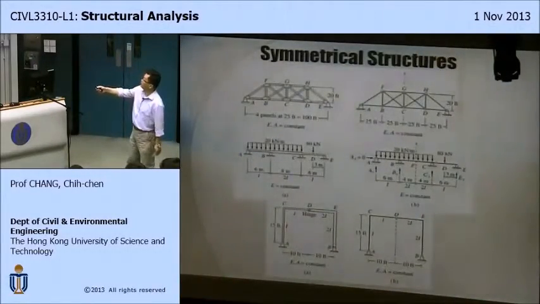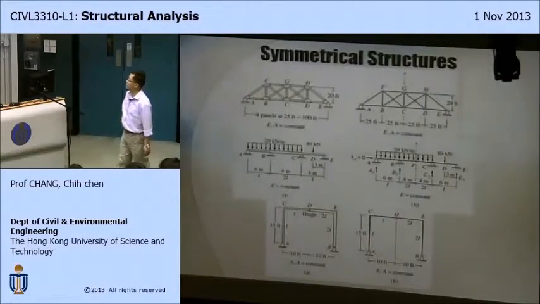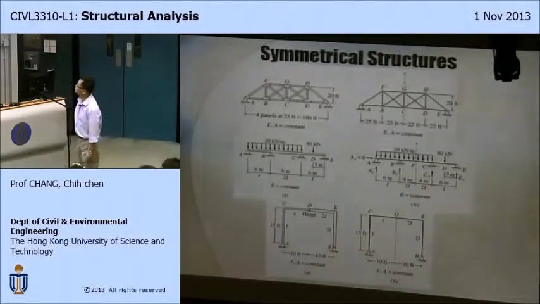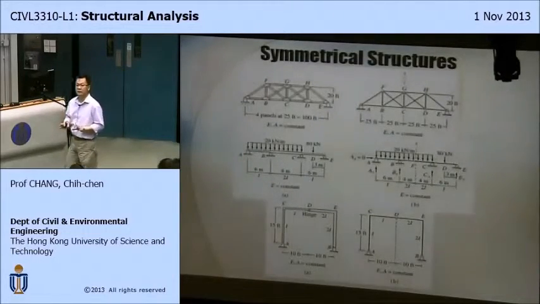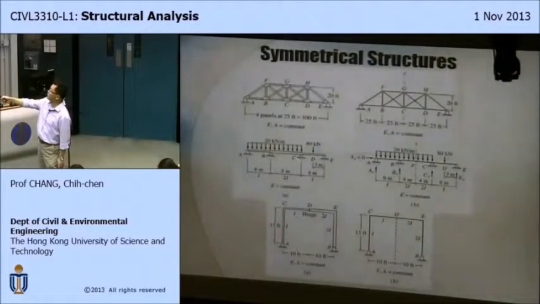Okay, this is an indeterminate structure now. This is also a symmetrical structure. Now we are talking about the structure only. We're not talking about loading yet, so don't be confused by the loading. Look at this. This is a hinge. This is a roller, and roller, and roller.